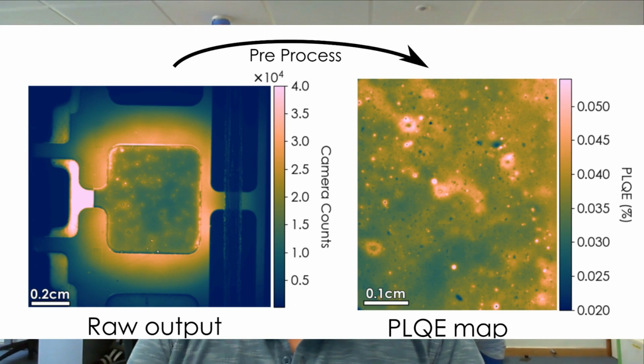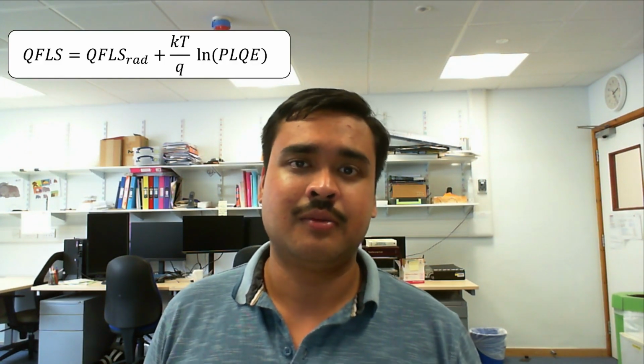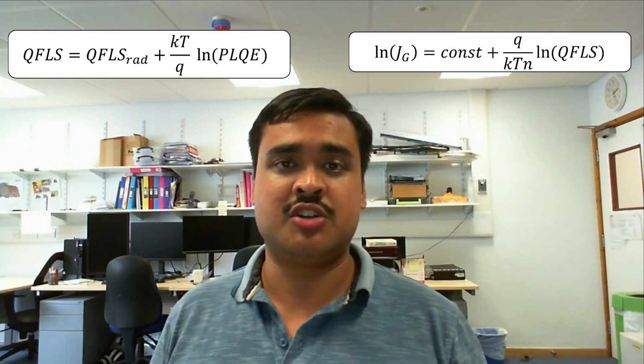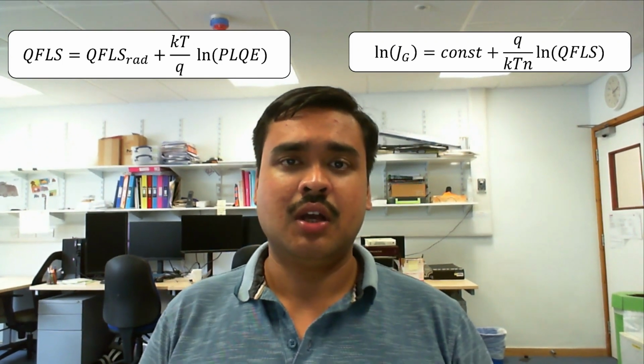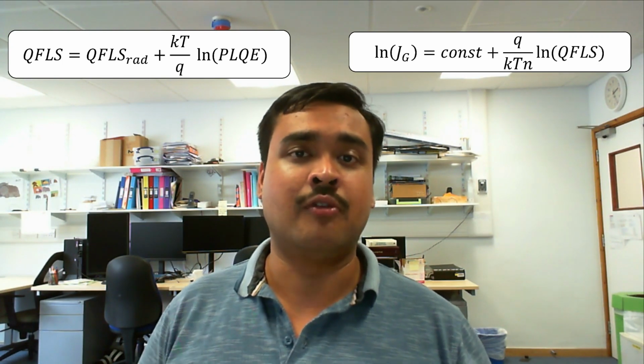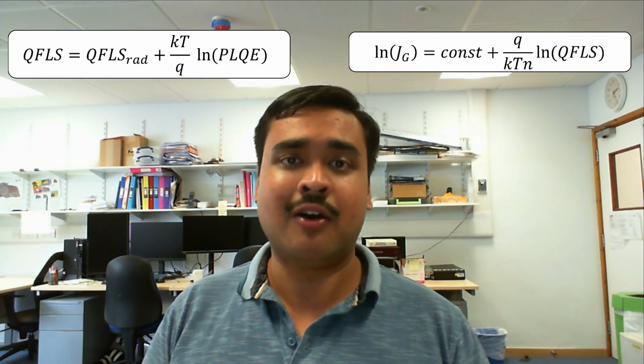This is good because the PLQE is a thing that can be used to work out a lot of different parameters. For example, the quasi-Fermi level splitting, which is very closely linked to voltage, or ideality factor, which is a parameter from the diode equation. By making a map of the PLQE, we can basically make maps of all these other parameters and then see how homogeneous they are across our devices.